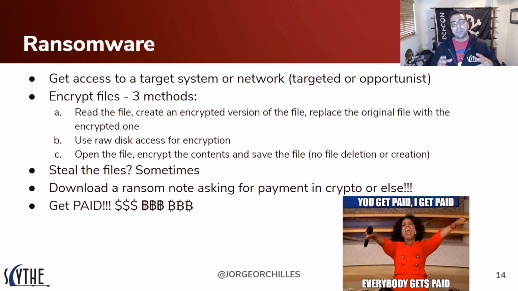From there, the malware will try to run and encrypt files. Now, we're seeing 3 different methods of encrypting files. One is reading the file and creating an encrypted version of that file, replacing the original file with the encrypted one. The other one uses raw disk access for encryption. And then the third one is open the file and then encrypt the contents of the file and then save the file itself. So different ways of doing this.